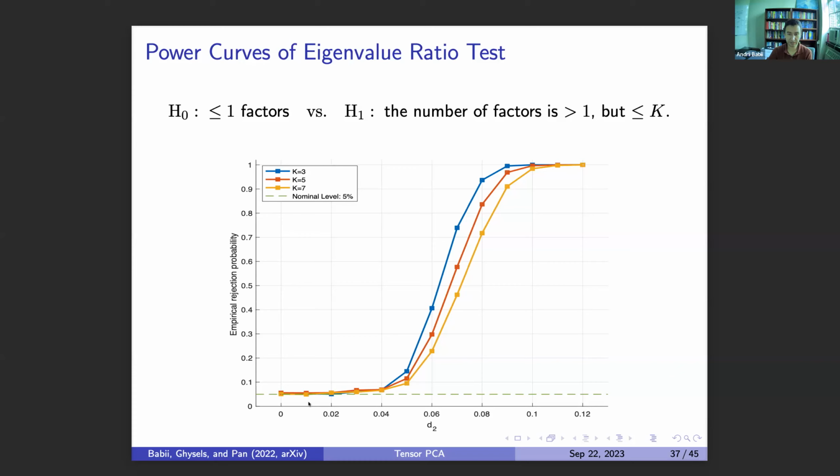We also control the size, and we explore how sensitive the test is to the upper bound on the number of factors. So we kind of see that if you have a better upper bound on the possible number of factors, we get slightly more powerful test. But it works in all cases.